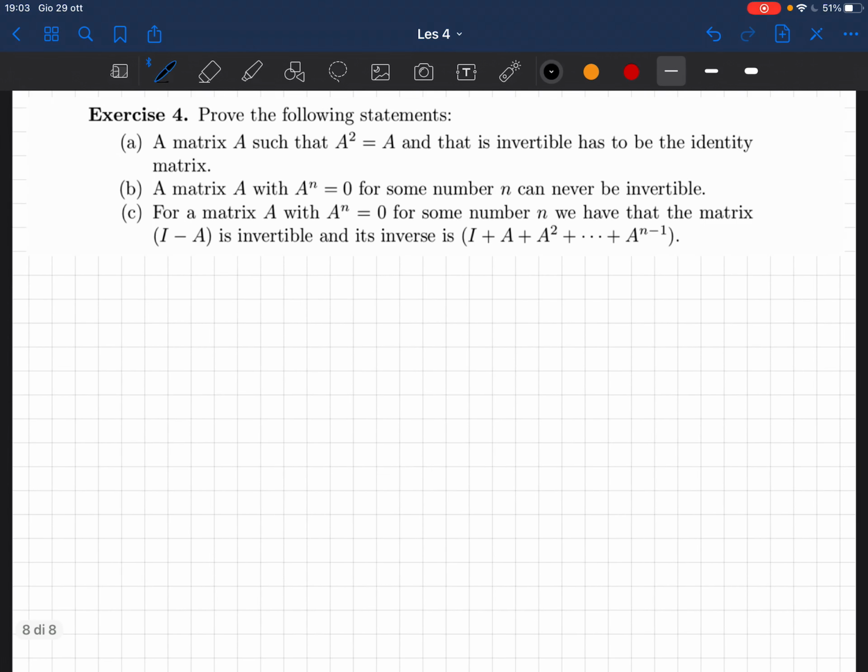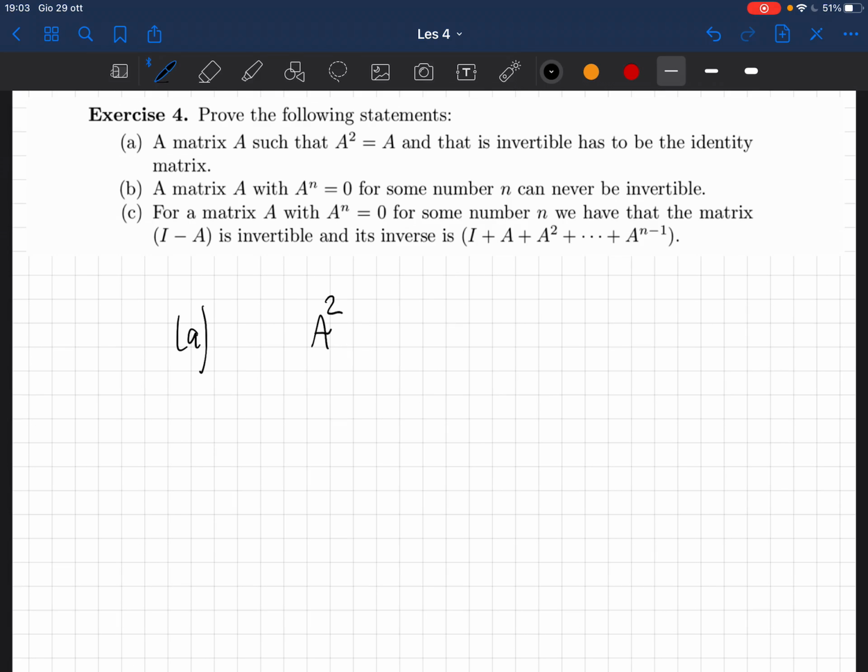Okay, let's go on. This is a little more theoretical, but it's about invertibility. We have to prove some statements. So we have to give some proofs of these statements. We start with a matrix A such that A squared is equal to A and it's invertible, and we want to prove that it has to be the identity matrix. So why would this be so? Let's see.